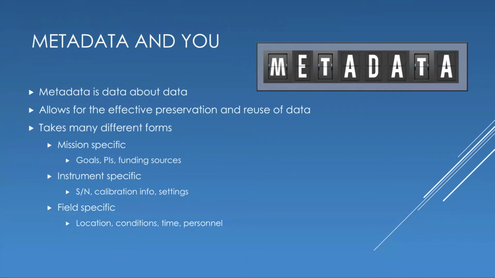Metadata is important for the proper cataloging and preservation of primary data. Without metadata, the primary data cannot be used outside of the group that collected it. Metadata can take many forms and is not limited to the types I've listed here.